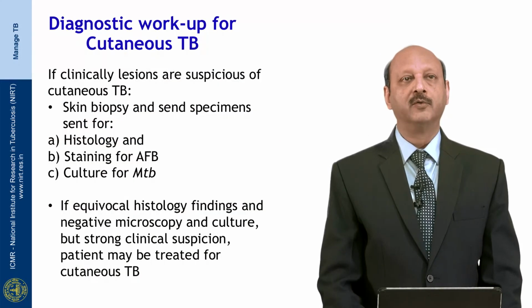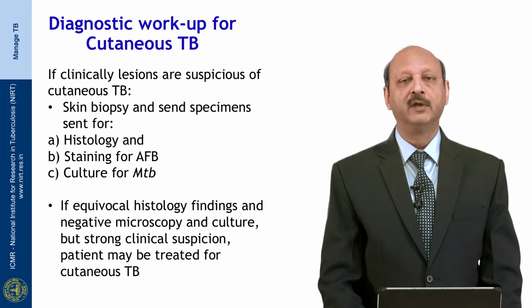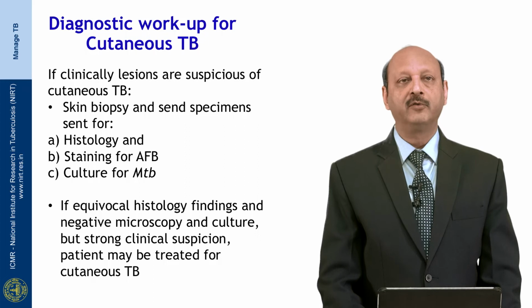For cutaneous tuberculosis, if clinically lesions are suspicious of cutaneous tuberculosis, skin biopsy should be done and the specimen sent for histopathology, staining for AFB, smears and culture. And if equivocal histological findings are there and negative microscopy and culture, which very commonly happens in our clinical practice, but there is a strong clinical suspicion, the patient may be treated for cutaneous tuberculosis.